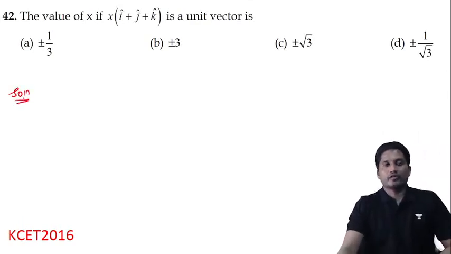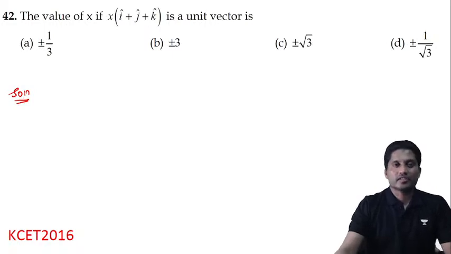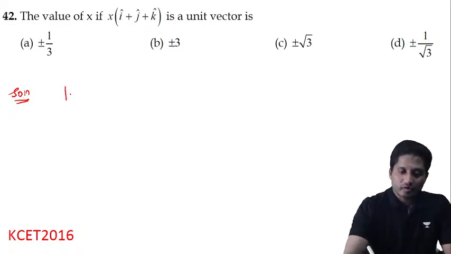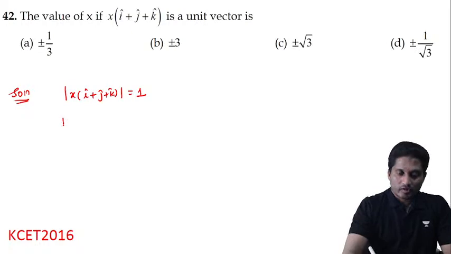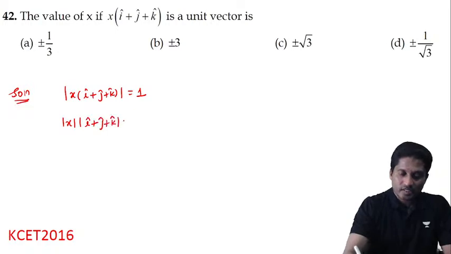I'm supposed to find the value of x. x into i plus j plus k is a unit vector. Unit vector means the modulus of x into i plus j plus k should be equal to 1, because it's already mentioned that it's a unit vector. So modulus of x times modulus of i plus j plus k is equal to 1. So this is modulus of x into root of 1 square plus 1 square plus 1 square is equal to 1. Mod of x is equal to 1 by root 3.